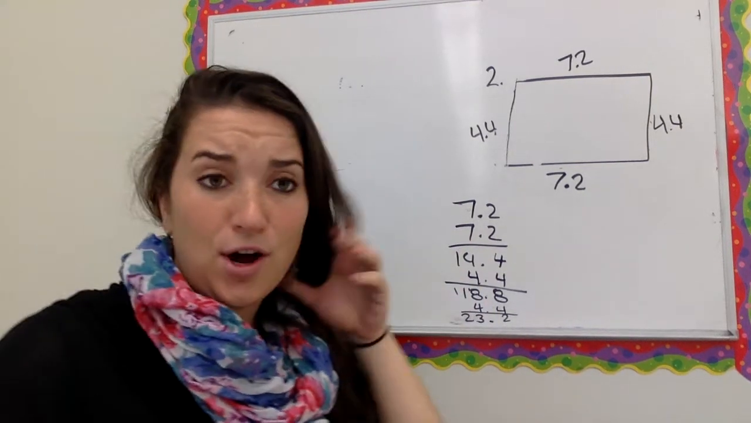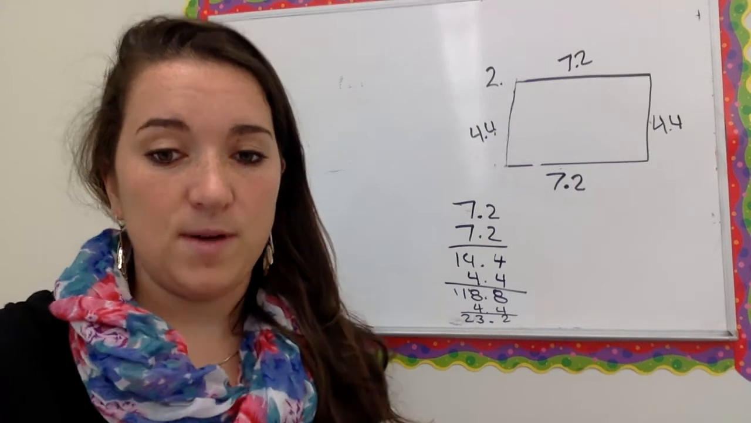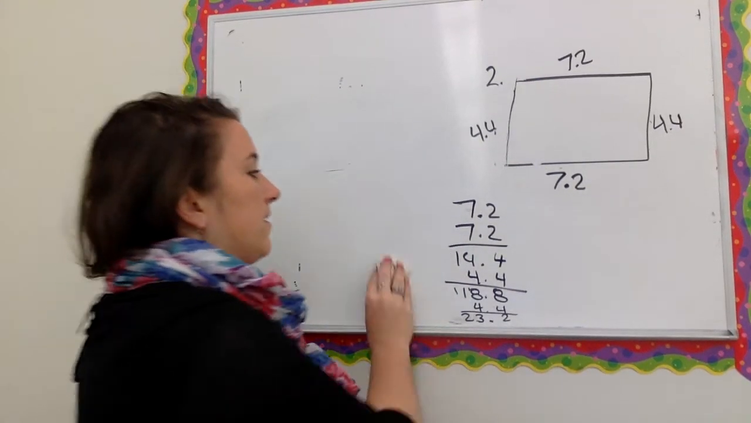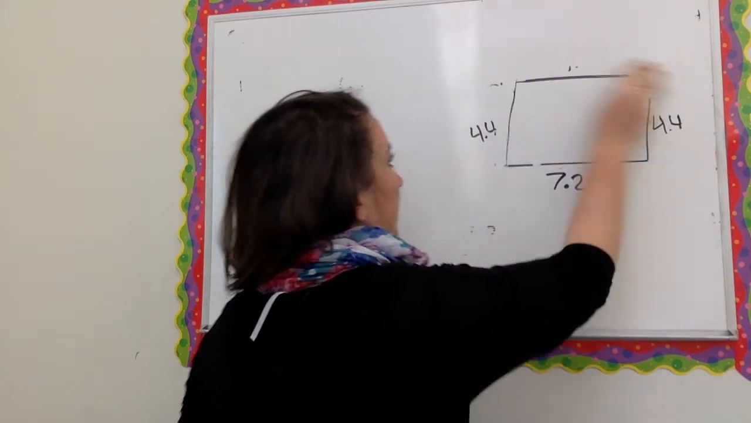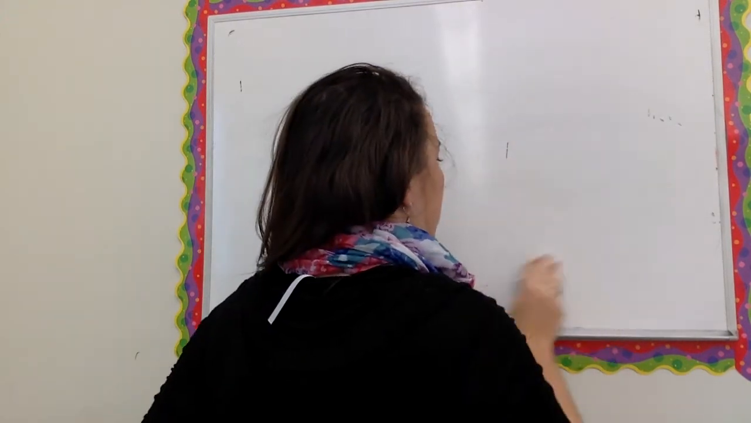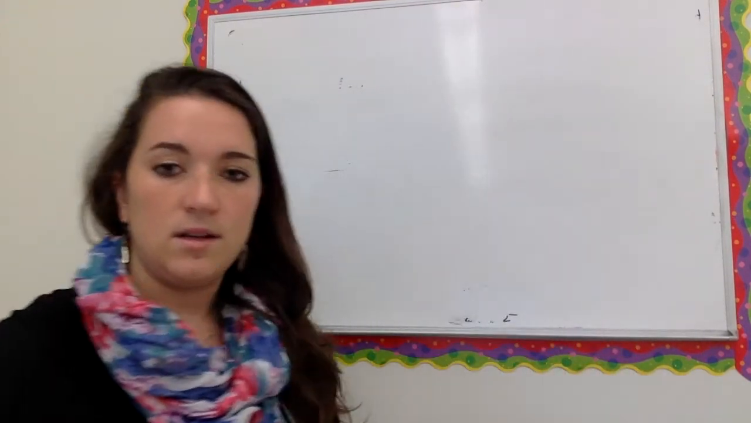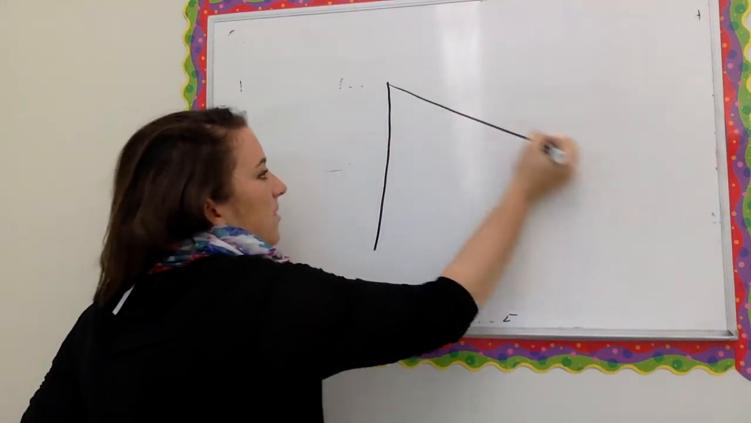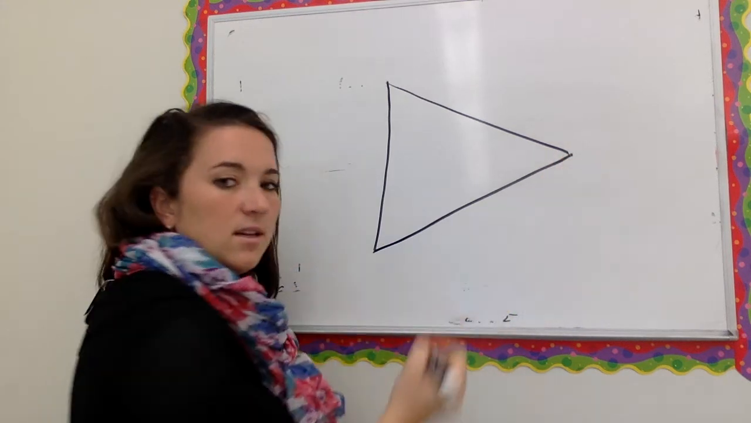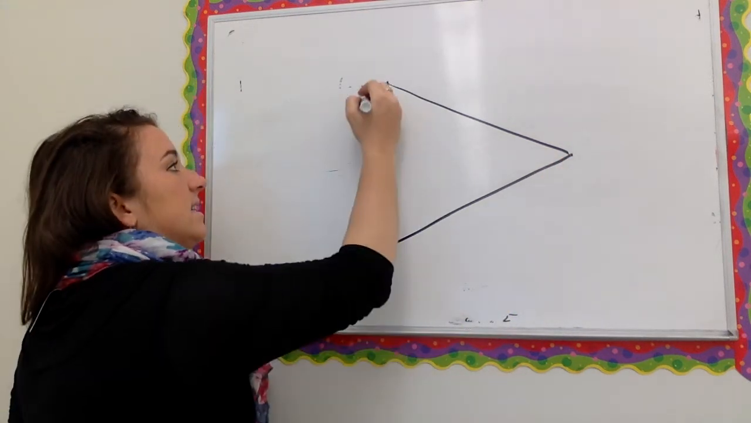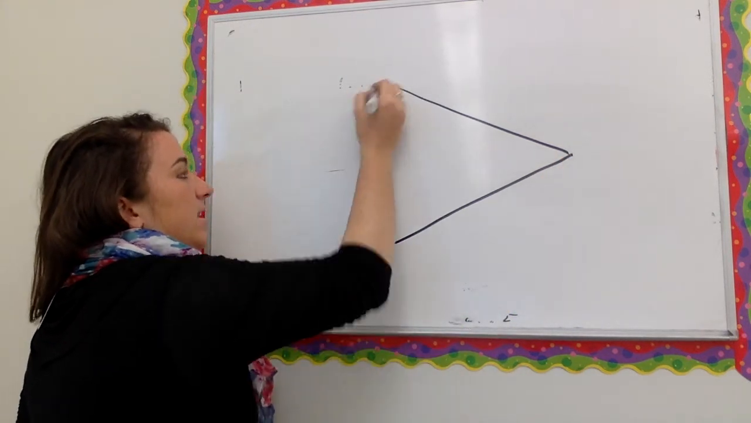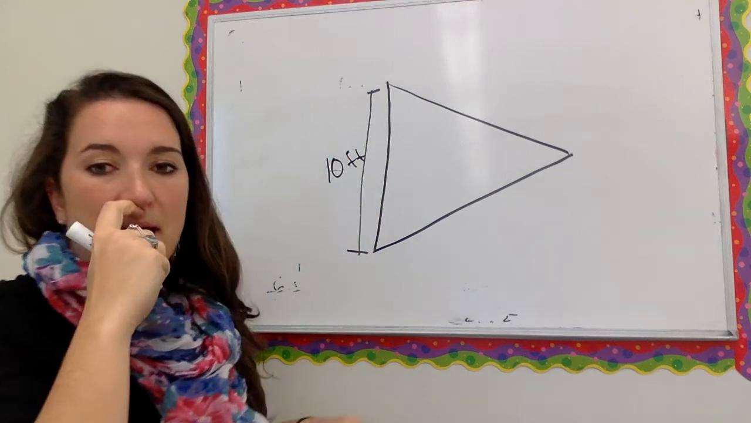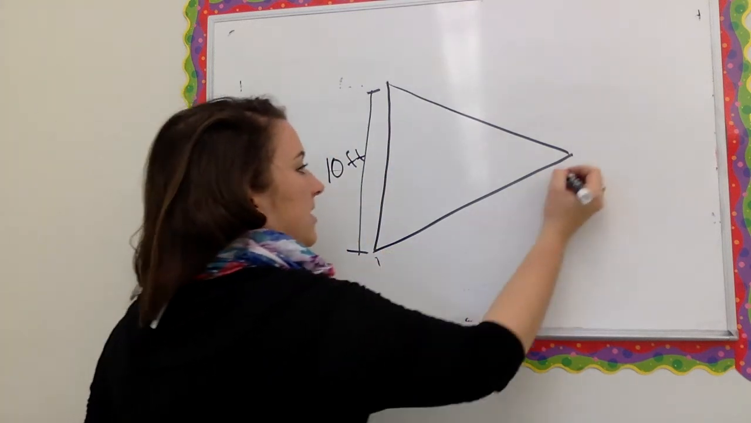Try number 3 on your own. I'm going to move on to number 4 as well as one problem on the back. All right, so for number 4, it's a little bit tricky because I have a triangle that looks sideways. And it says that the base is 10 feet, or this side right here is 10 feet. I know that these sides are both 13 feet.